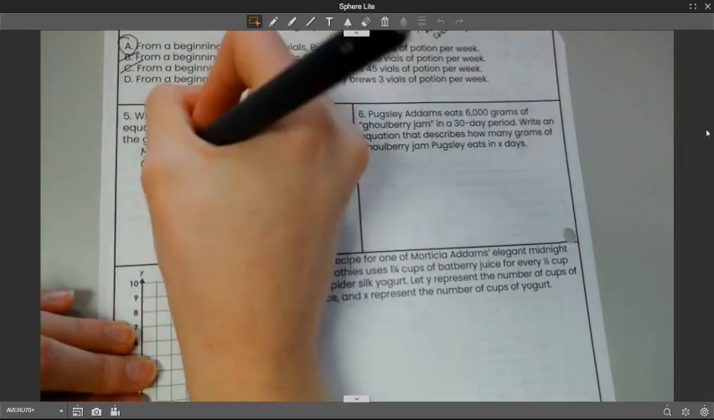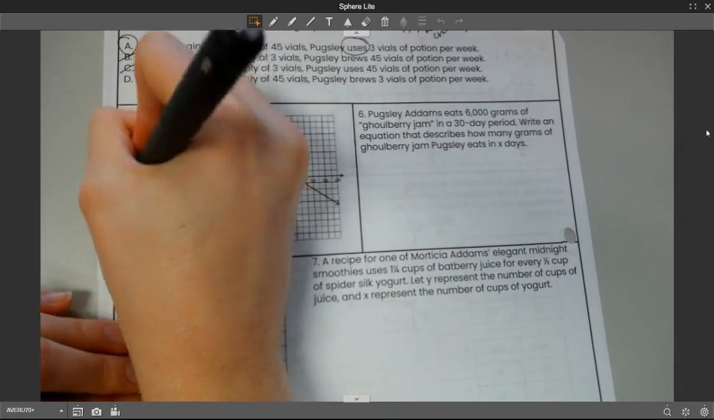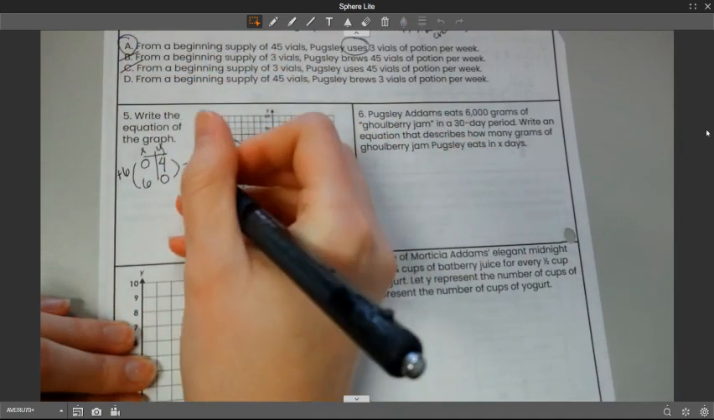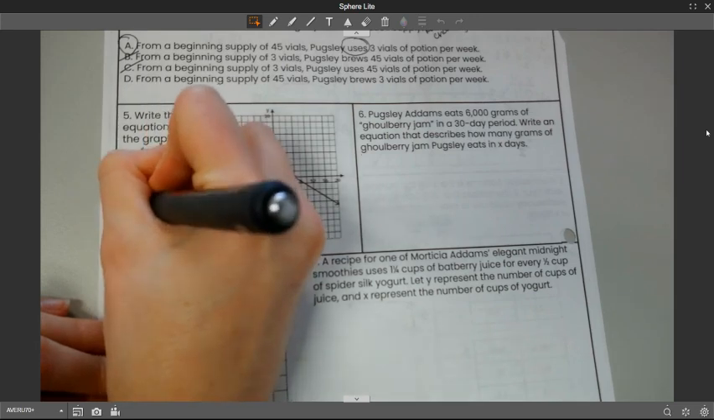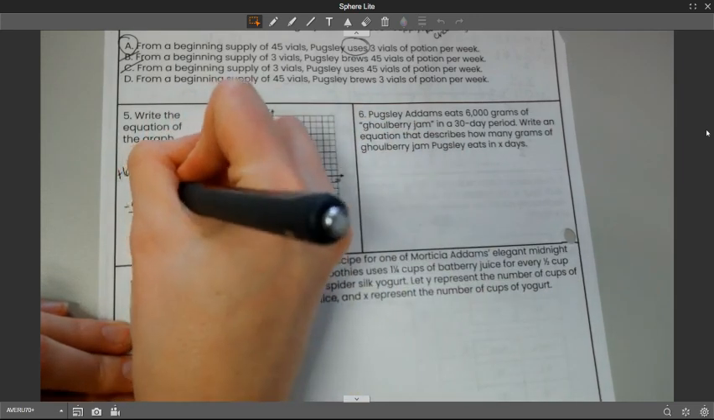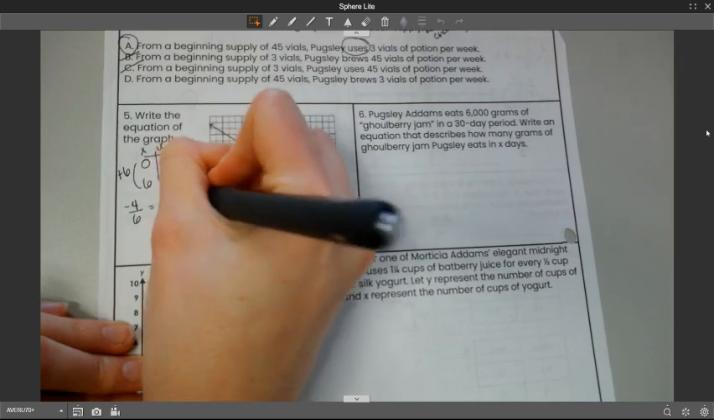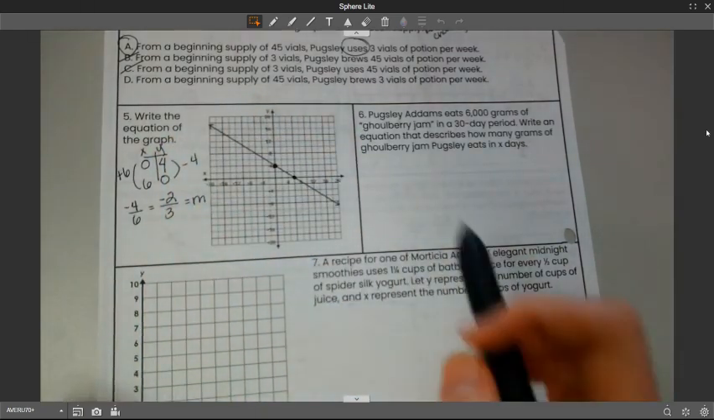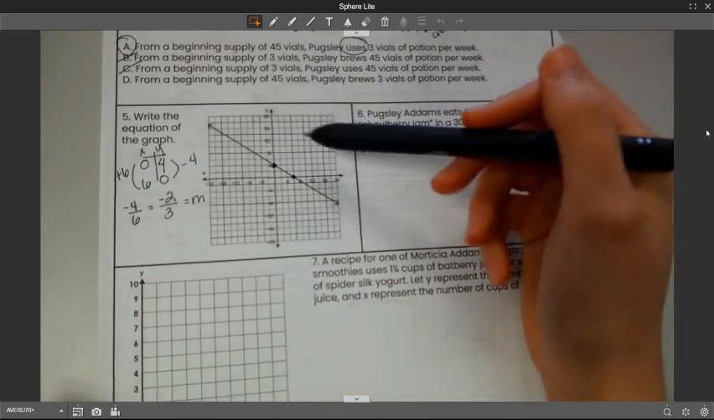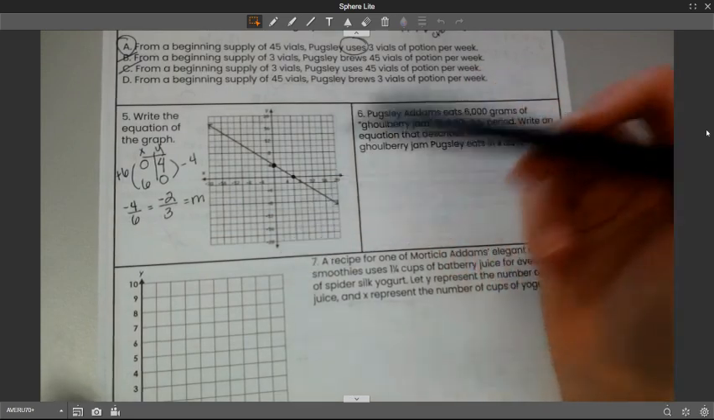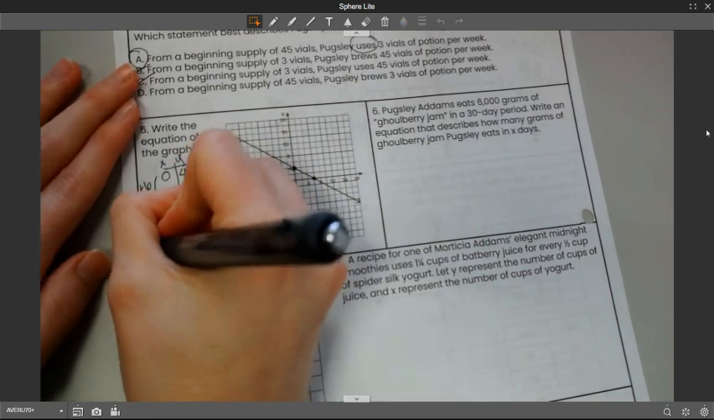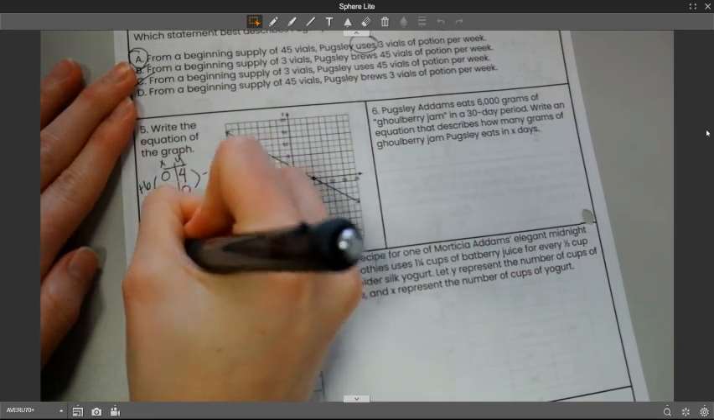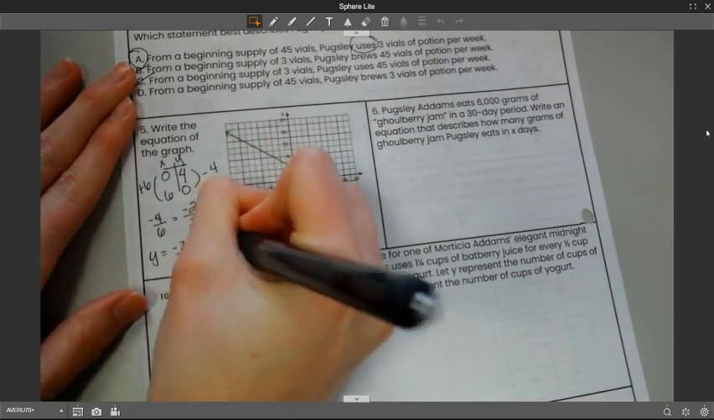So from 4 to 0, that's minus 4. From 0 to 6, that's plus 6. Change in y over change in x. Negative 4 over 6 simplifies, when I divide them both by 2, to negative 2/3. So that is your m. We know our y-intercept is 4 because this is where it crosses the y-axis. This is non-proportional because we don't go through 0, 0. So we can write it as y equals negative 2/3 x plus 4.